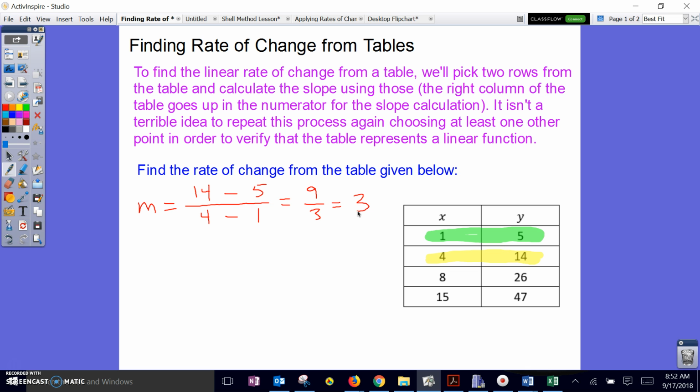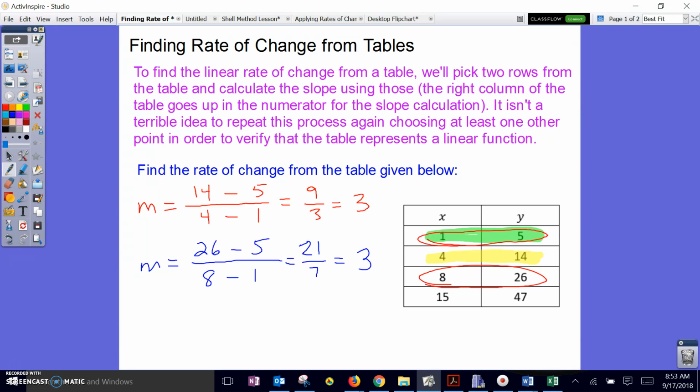Now again, I said, let's repeat it just to verify. Let me pick one of the other points. I'll still use 1, 5, and this time I'll use 8, 26 as well. So again, I put my y's up in my numerator, and my x's in my denominator. And we get 21 over 7, which again is 3. And so we feel pretty good about the fact that this is a linear rate of change and that rate of change is 3.